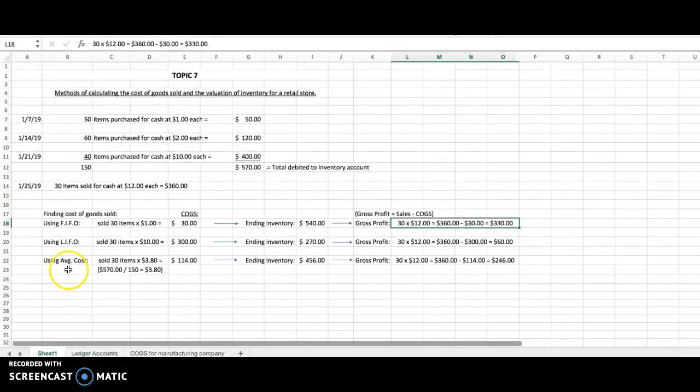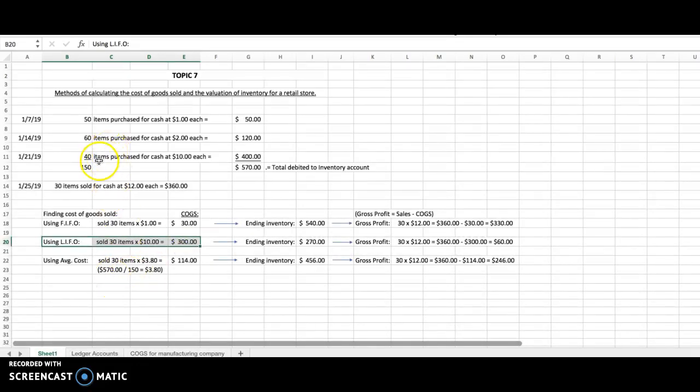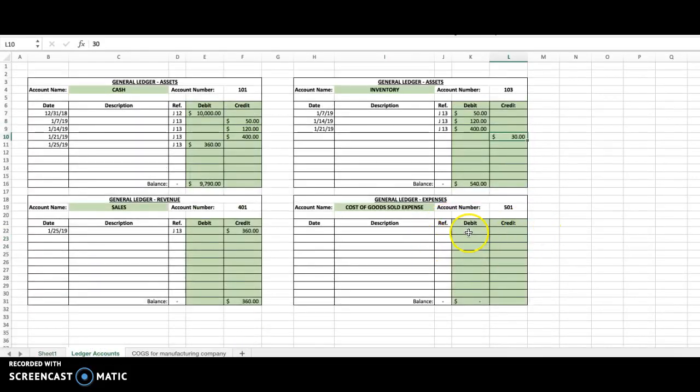If we go back and use LIFO, this time last in, first out means that we take the 30 items that we sold from the last group of items that we bought. And they cost us $10 a piece. So that means those 30 items at $10 a piece cost us $300, a lot different than using FIFO in this example. So if I do that, again, my entry would be cost of goods sold expense of $300, and not 30, but $300.